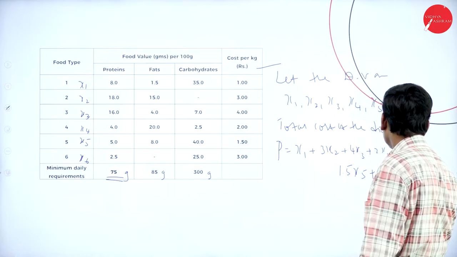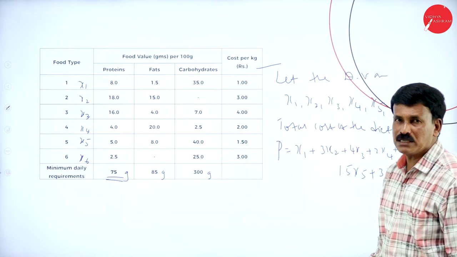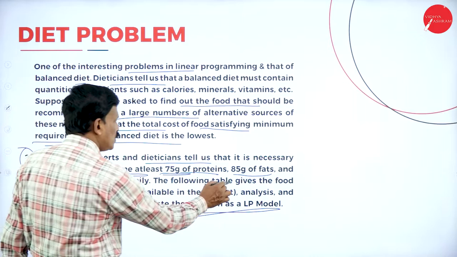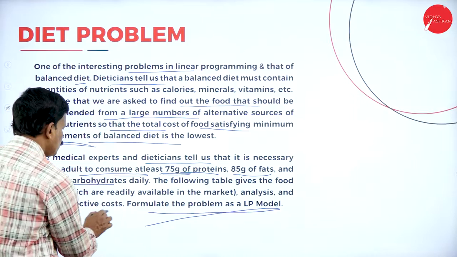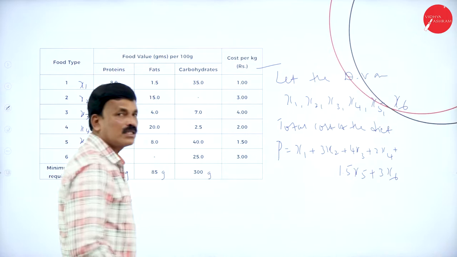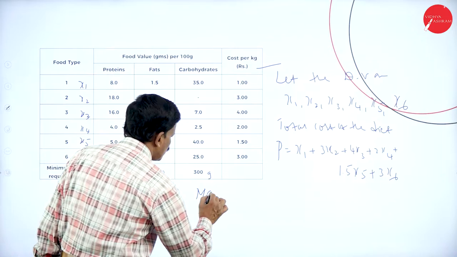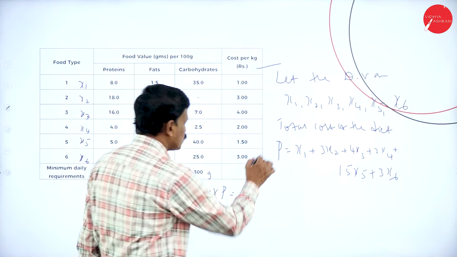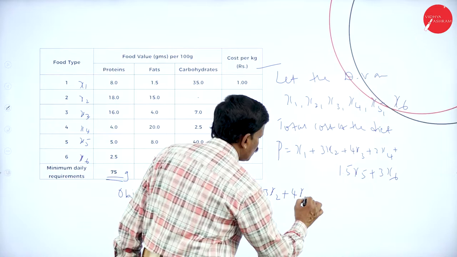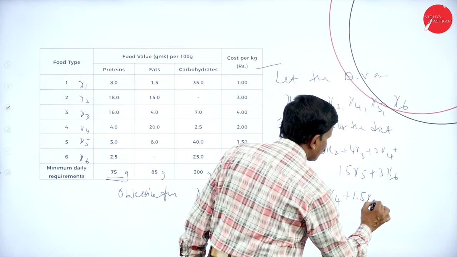Since what is to be determined here is the maximum, what is required? The following table gives the food items and their respective cost. So, the maximum cost is to be determined. Therefore, the objective function is maximum of P is equal to x1 plus 3x2 plus 4x3 plus 2x4 plus 1.5x5 plus 3x6.